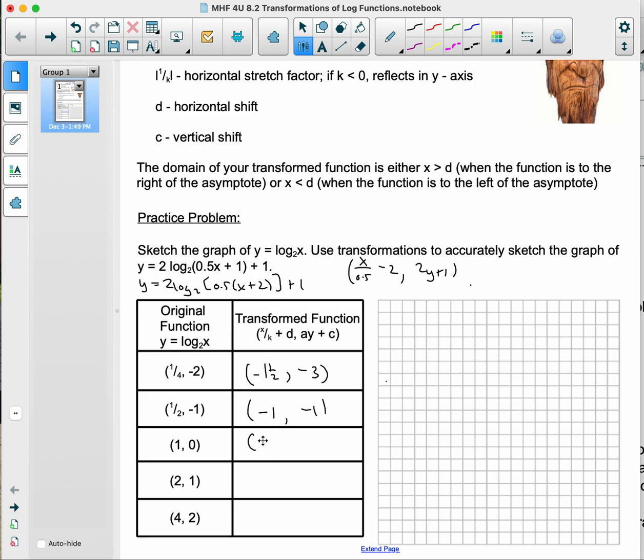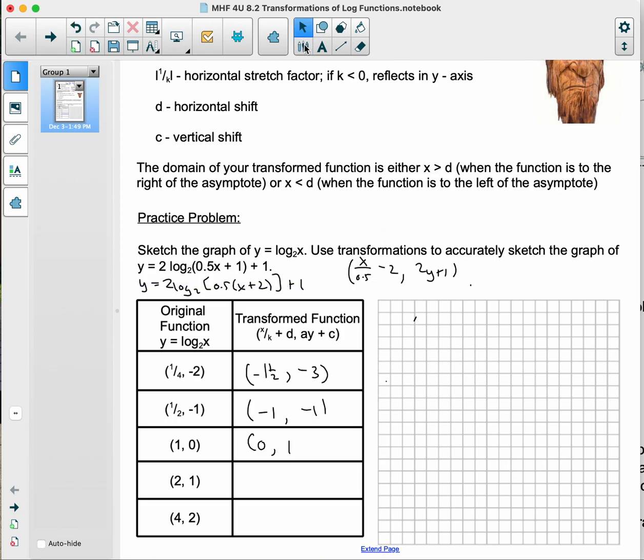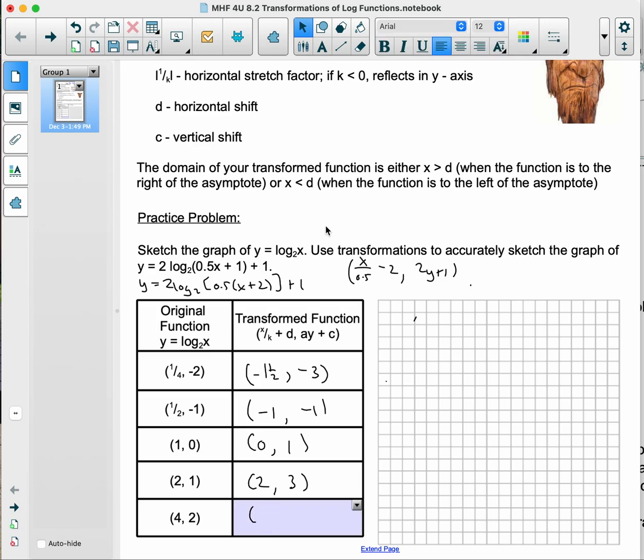2 minus 2 is 0, and then 0 plus 1 is 1. And 8. 2 times 2 is 4, minus 2 is 2. 2 times 1 is 2, plus 1 is 3. And 4 times 2 is 8, minus 2 is 6. 4 plus 1 is 5. All right, so that should be correct.